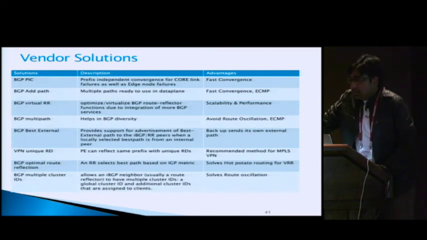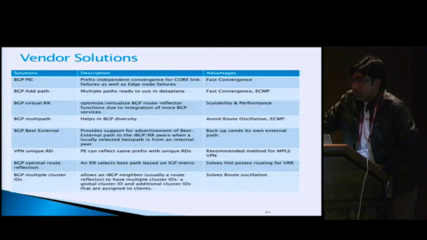So far we discussed the things we need to keep in mind when we deploy route reflectors. From the industry perspective, there are different solutions which can be deployed with RR. These are not specific to any particular vendor. So what I did is I noted down all the solutions which are currently available in the market across different vendors. BGP PIC or add-path are helpful in your forwarding plane.